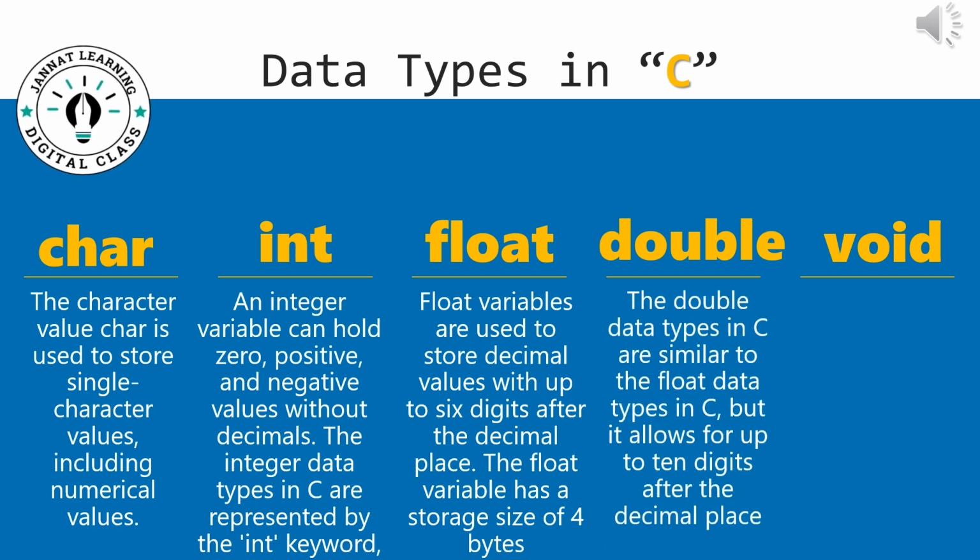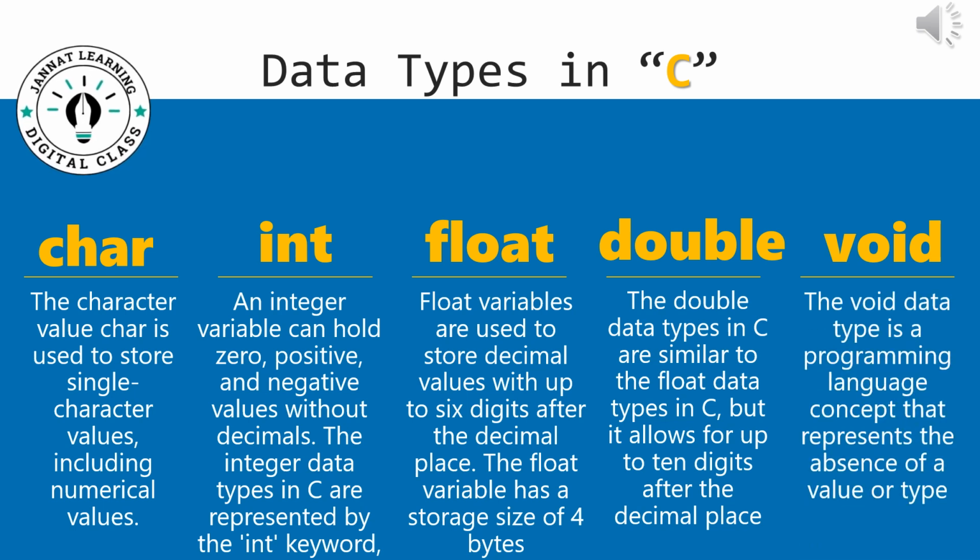The double data type in C is similar to the float data type in C, but it allows for up to 10 digits after the decimal place. The void data type is a programming language concept that represents the absence of a value or type.